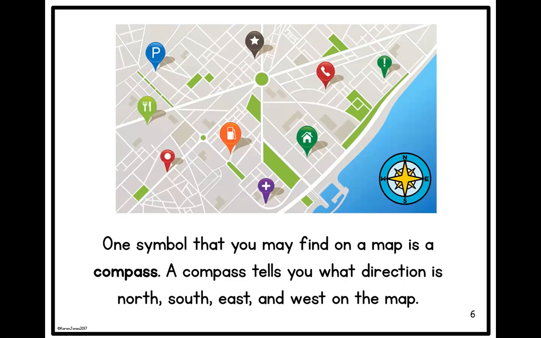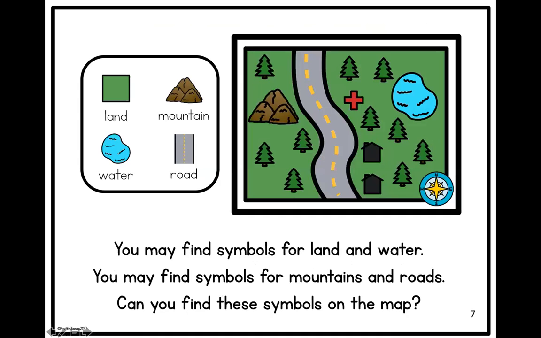This symbol right here is a compass on a map. So north is in, east, south, and west. You may find symbols for land and water. You can find symbols for mountains and roads. Do you see any symbols for land and water on this map?